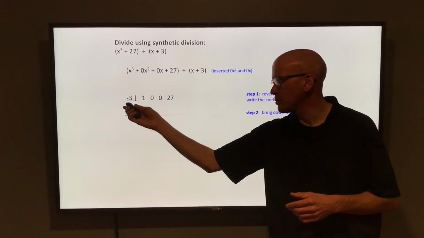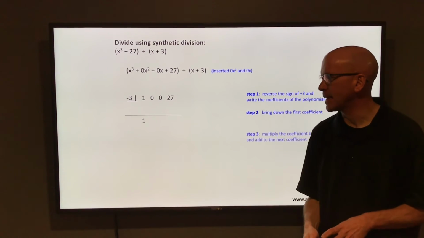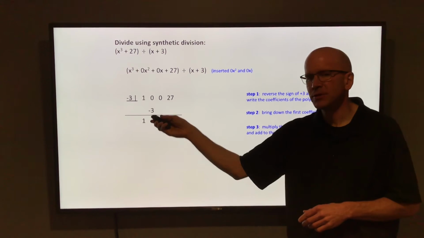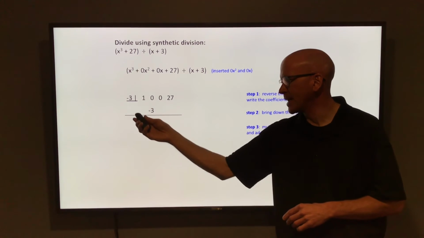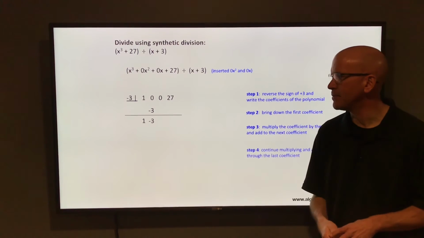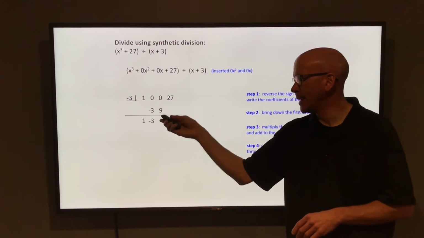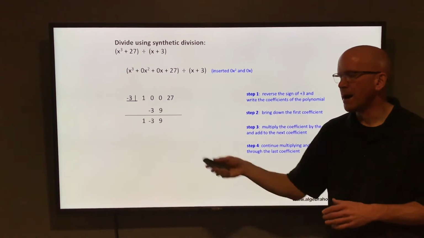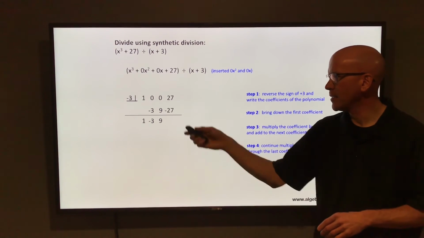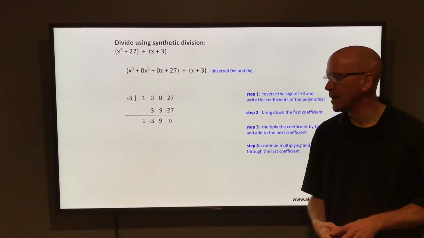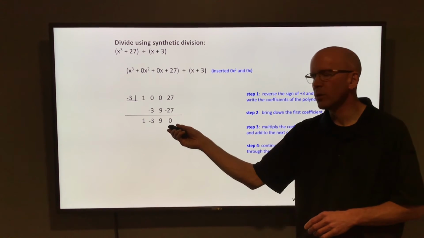Go back to the box, multiply -3 by 1, that is -3. And then add 0 and -3, that is -3. Back to the box, multiply -3 by -3, that is +9. And then add 0 and 9, that is 9. Go back to the box, multiply -3 by 9, that is -27. And then add 27 and -27, that is 0. So there is no remainder.